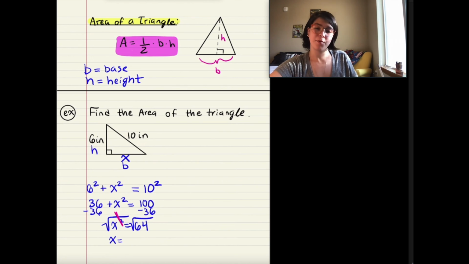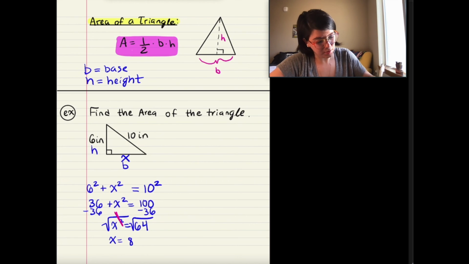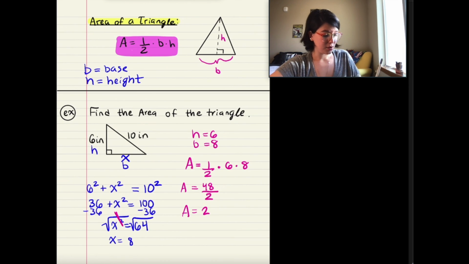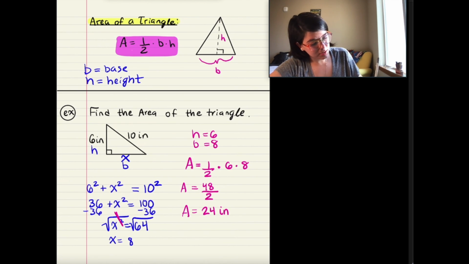And luckily, 64 is a perfect square, so we can just take the square root right away. And that is 8. So our height is 6. Our base is 8. So plugging into our area formula, we have 1/2 times 6 times 8. Well, 6 times 8 is going to be 48. And then when we multiply by 1/2, that's the same thing as just dividing by 2. So we have area is 48 divided by 2, which is just going to be 24. And since we're talking about area, our units are inches squared.